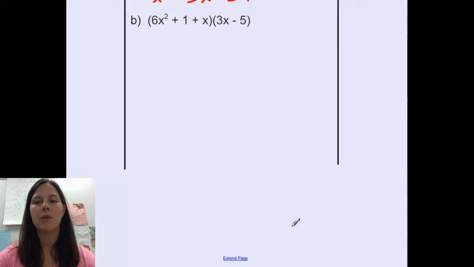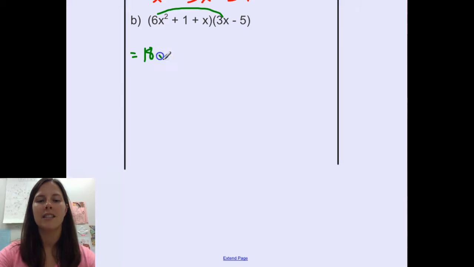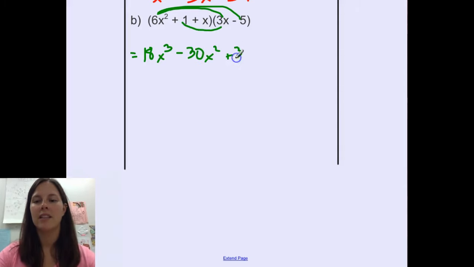As mentioned on part B, we cannot FOIL, so I'm going to distribute again, distributing my 6x squared to everything in the second set of parentheses. Then I will distribute my 1 to everything in the second set of parentheses. And finally, I will distribute my x to everything in the second set of parentheses.